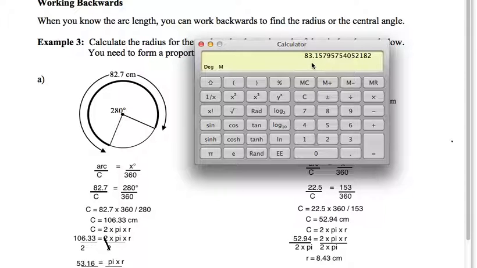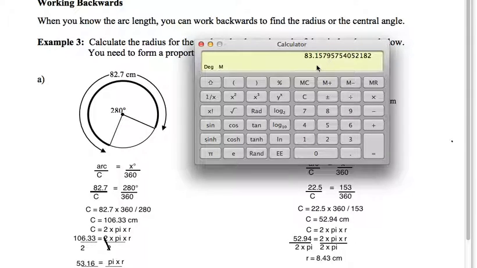Now, if this happens, the way that I can catch that something's wrong is here I'm getting that the radius is 83 centimeters. If the circumference is 52.94, then I shouldn't be getting a radius of 83. That radius is longer than the whole circumference. You look at a circle, you can see how a radius is never longer than the whole circumference of the circle, so something's gone wrong.